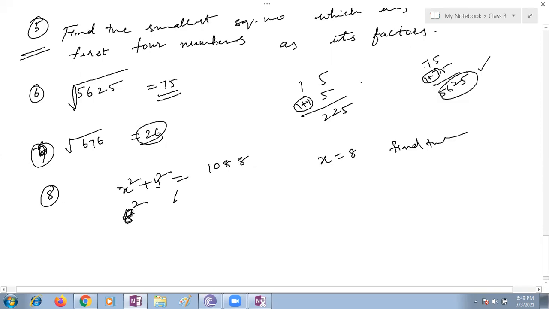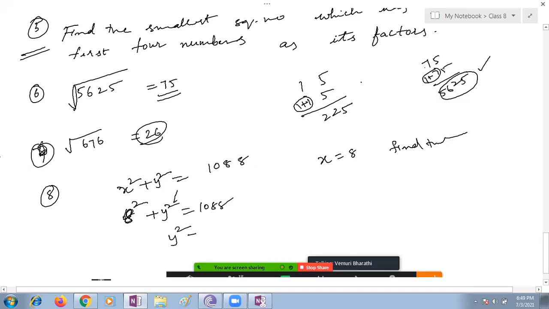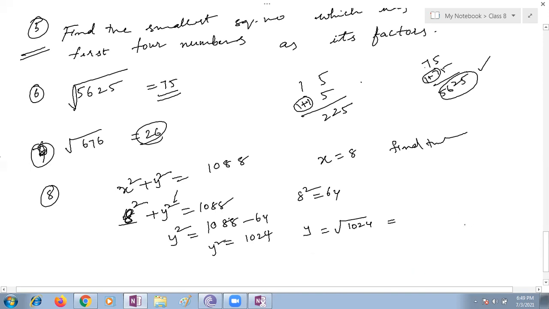If you take x as 8, it means 8 square plus y square is 1088. So y square is equal to 1088 minus 8 square. 8 square is 64, children. 1088 minus 64 is 1024. y square is equal to 1024, so y is equal to 32.